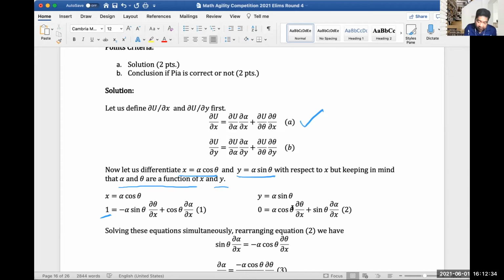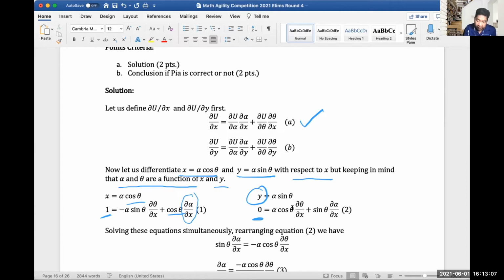Now let's take the derivative of alpha. So that is this part, partial of alpha with respect to x. And then we just copy the other function, which is cosine theta. So similarly with y equals alpha sine theta, we're taking the derivative with respect to x. So y would be a constant. And if we take the derivative of a constant, that would be 0 here, right?